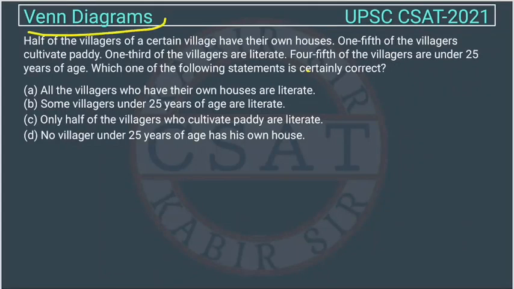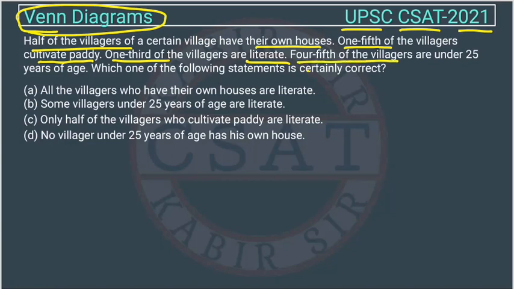This is a question of reasoning from Venn diagram asked by UPSC in their CSAT paper of 2021. Half of the villagers of a certain village have their own house. 1/5 of the villagers cultivate paddy. 1/3 of the villagers are literate. 4/5 of the villagers are under 25 years of age. Which one of the following statements is certainly correct?